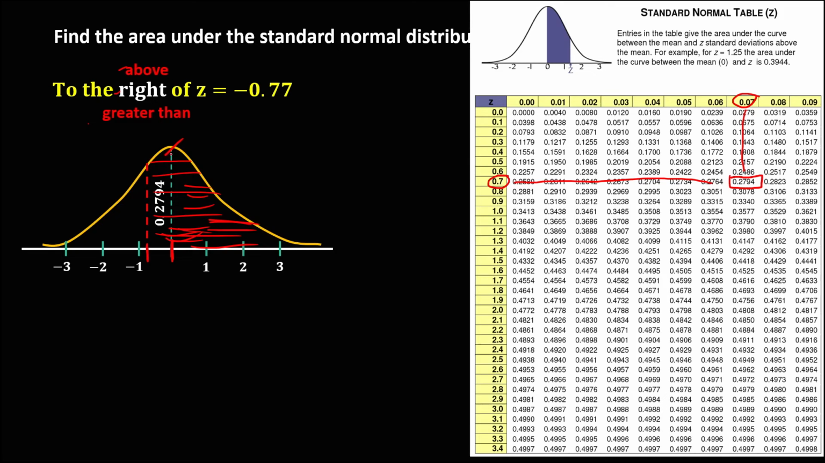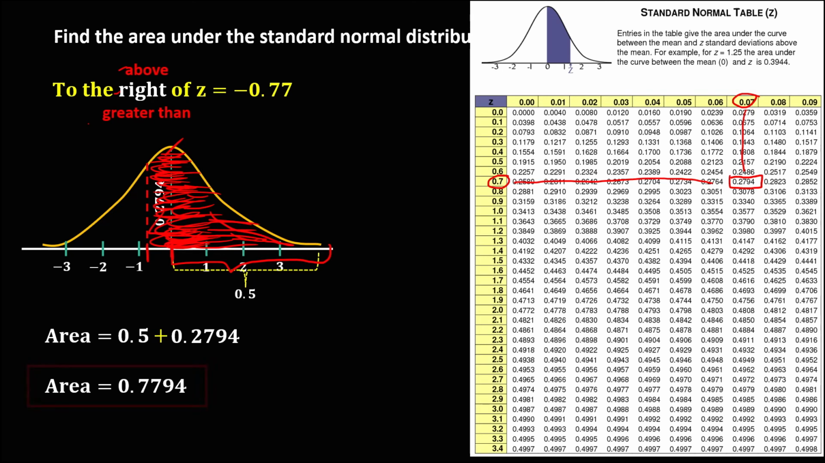0.2794. Then observe, since the mean is part of the unknown area, therefore we need to add. And since half of the curve, the area is 0.5, we need to add the two areas because the mean is part of the unknown area. So to find out the total area, that's 0.5 plus 0.2794. So the total area is 0.7794.